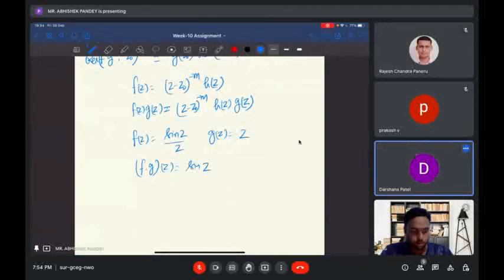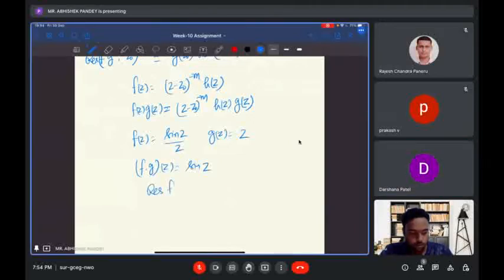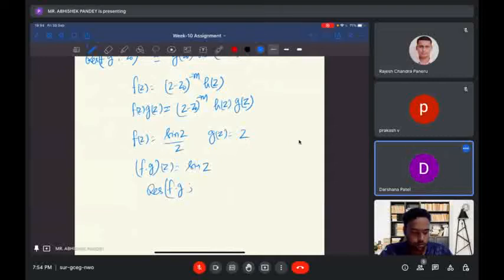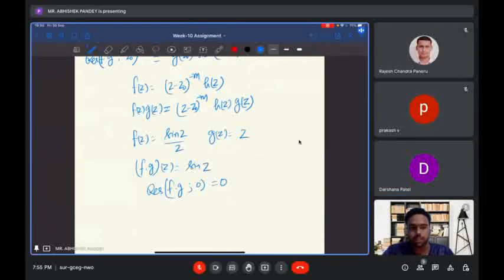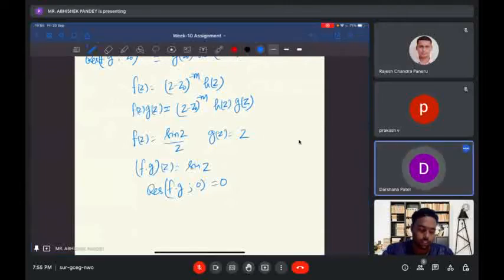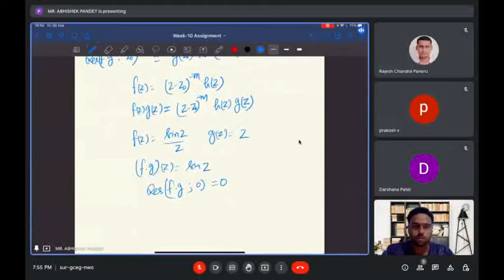Yes. So what is the residue now? The residue will be 0. Yeah, so if f has a removable singularity and g has a removable singularity, then f times g also has a removable singularity. So in this case the residue is 0. Yes sir. Yeah, clear?